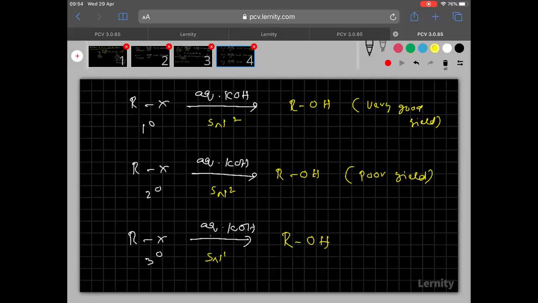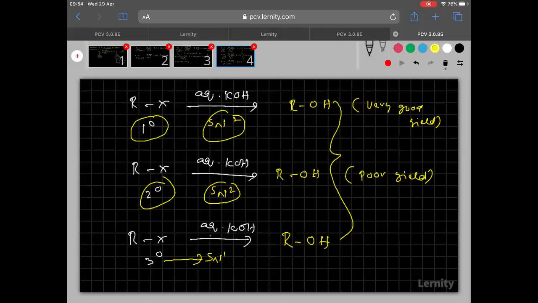I hope you are able to understand. Is it clear? So you see, in all three cases we got alcohol only, but the mechanism is differing. So mechanism depends on what? It depends on the degree of alkyl halide. In case of primary and secondary, mechanism is SN2. In case of tertiary, mechanism is SN1. I hope it is clear to everyone. Followed everyone?